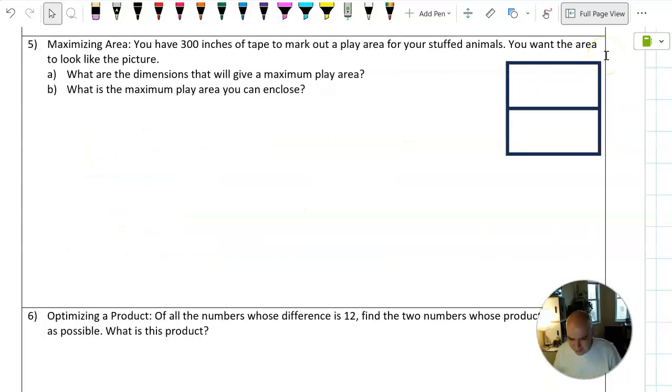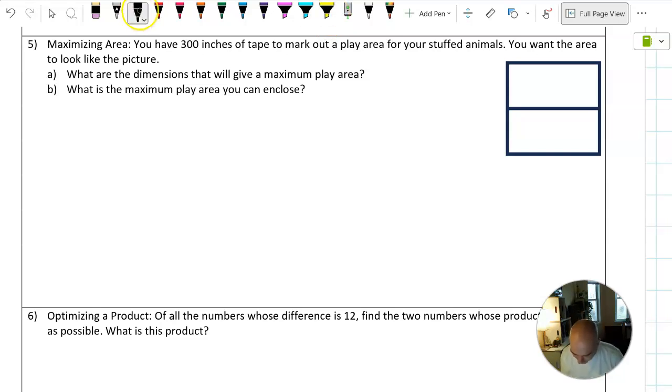Let's look at another type of quadratic word problem. This is one where you might be trying to maximize an area given some constraint. So the story here is that you have 300 inches of tape to mark out a play area for your cute stuffed animals. And you would like the area to look like the picture. Maybe you want to have a dividing line down the middle. Every version of this problem may have a slightly different picture that you have to work with.